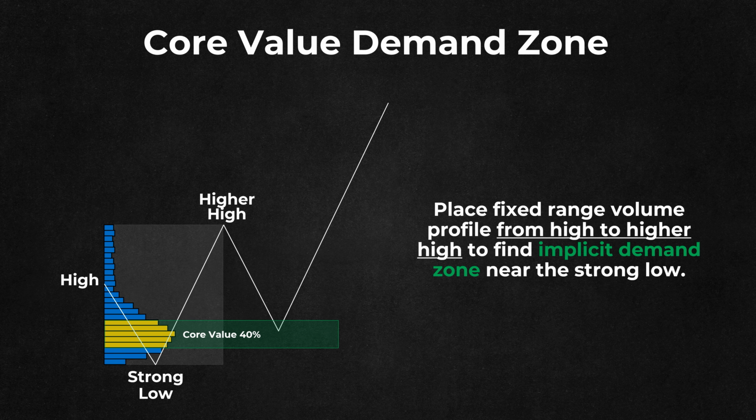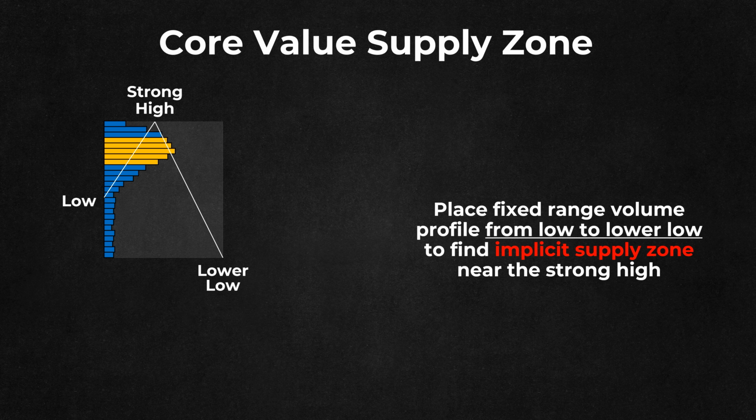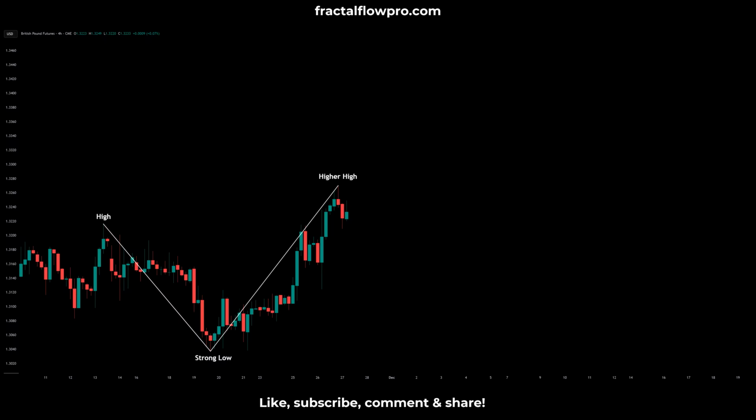For a supply zone, first we identify a low and then a lower low. Next, we anchor the fixed range volume profile from the low to the lower low using the core value area of 40%. Ideally, the value area should be near the high in between the lows, highlighting an implicit supply zone in price action. The idea is that the next retracement will come back to the supply zone and start the next impulse move. Here we have an example of the core value zone model in British pound futures.